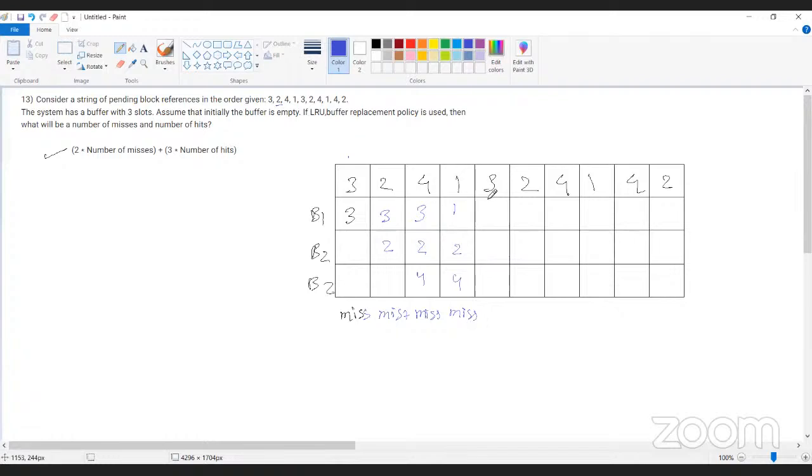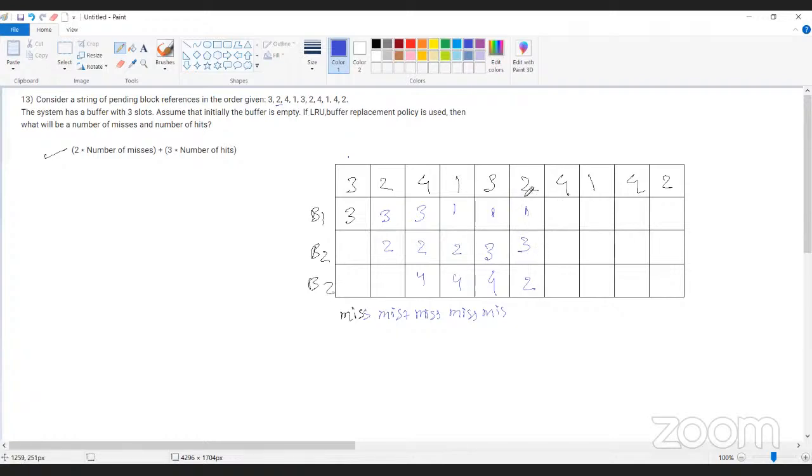When you insert 3, you can see that 2 will be recently used. So 1, 3, and 4. When we insert 2, miss, then 4 will be removed. This is also a miss. And then 1, 3, 2, like so.